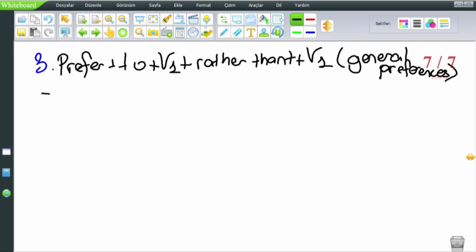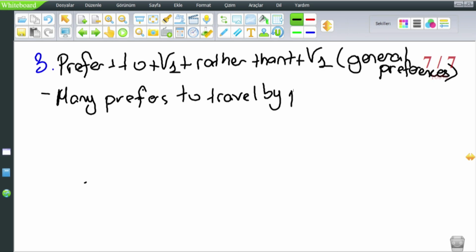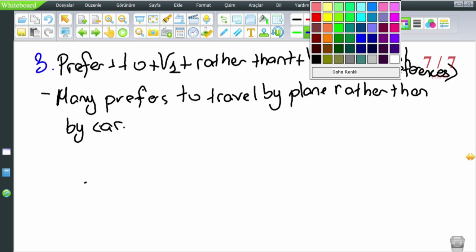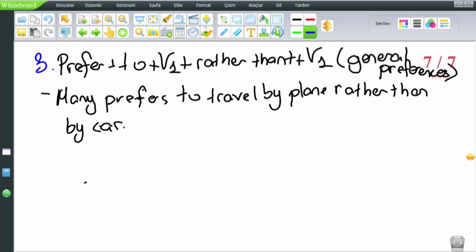For example, many prefer to travel by plane rather than by car. In this example, let's go in depth.